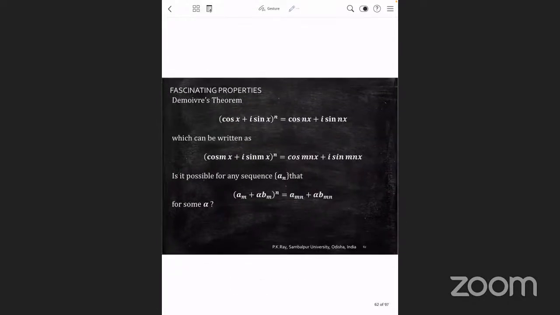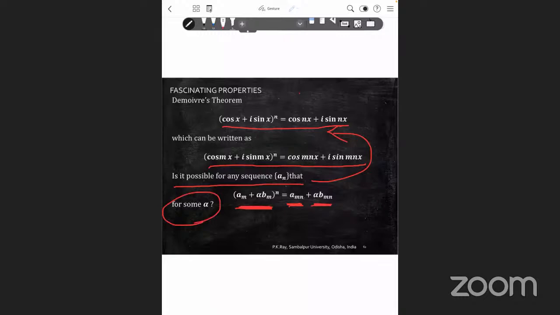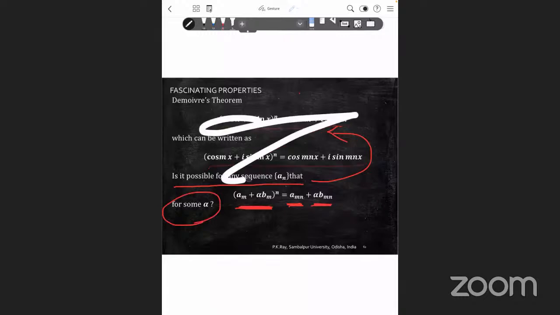This is also high school level trigonometry, de Moivre's theorem. Cos x plus i sin x, a complex number, whole to the power n is cos nx plus i sin nx. Or in general, cos mx plus i sin mx whole to the power n is cos mnx plus i sin mnx. So my question again, friends, is it possible for any sequence an to satisfy this de Moivre type property, that is, am plus alpha bm whole to the power n equals amn plus alpha bmn for some alpha?